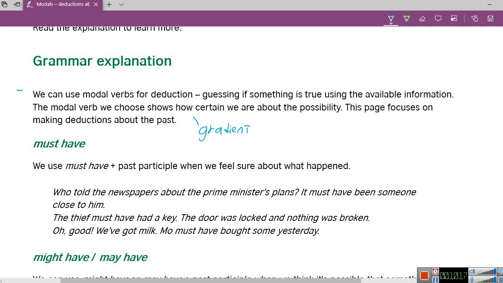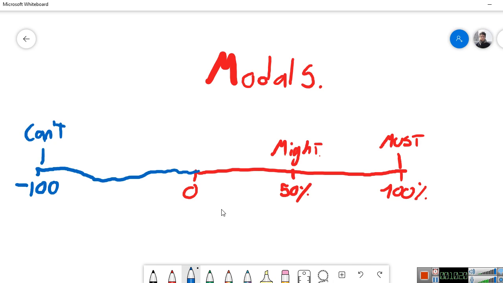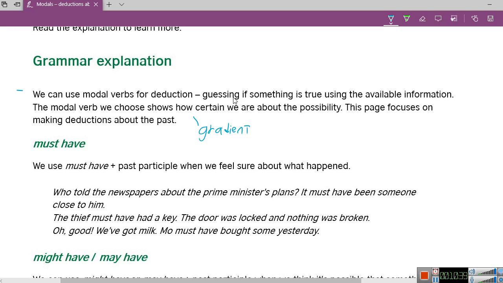And that's what I'm talking about in this plane. We can be either 50% sure, 100% sure, or negative 100% sure. It's not actually negative 100%, but we use it when we're sure something is not happening. Okay, so let's continue. Let's start with must have. We use must have plus past participle when we feel sure about what happened.